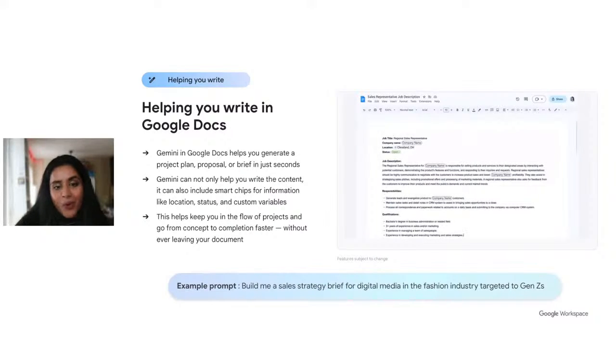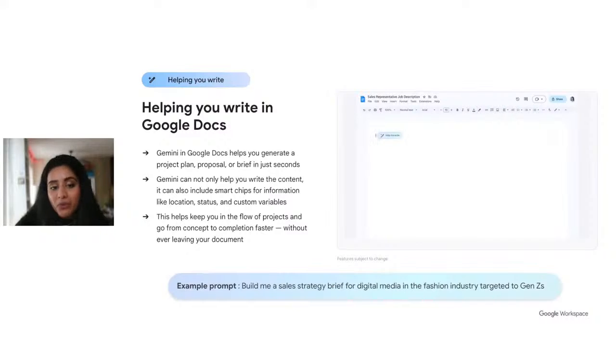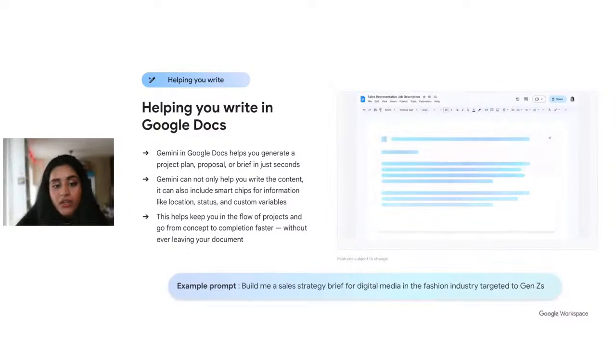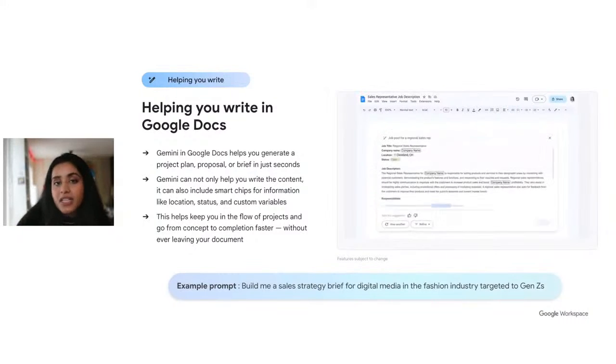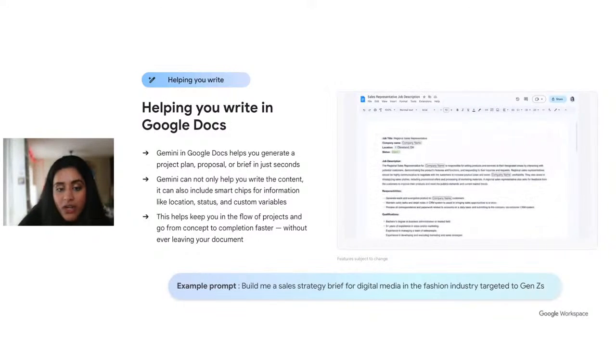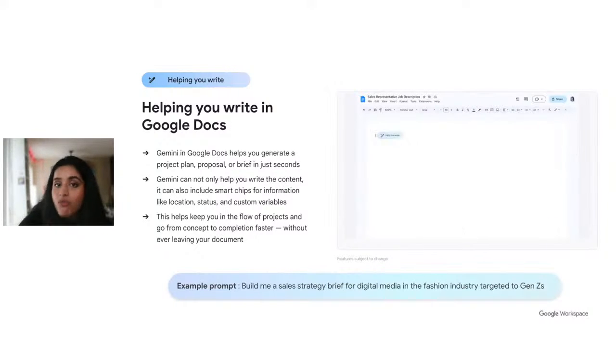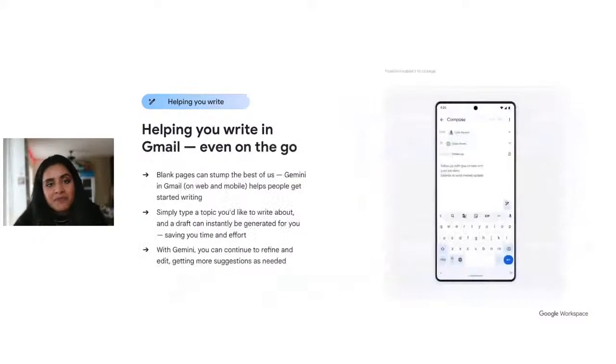So it's at that moment when Gemini will not only help you create content, it will also include smart chips for things like location, status, variables for details that you would want to customize, for example, company name. Gemini also offers suggestions for how you can write concisely, avoid repetition, and use formal and active voice.